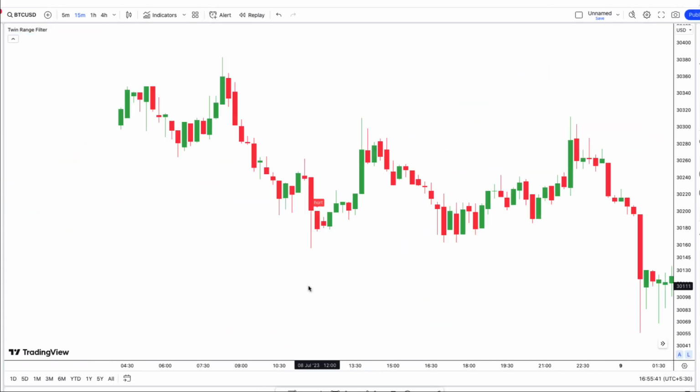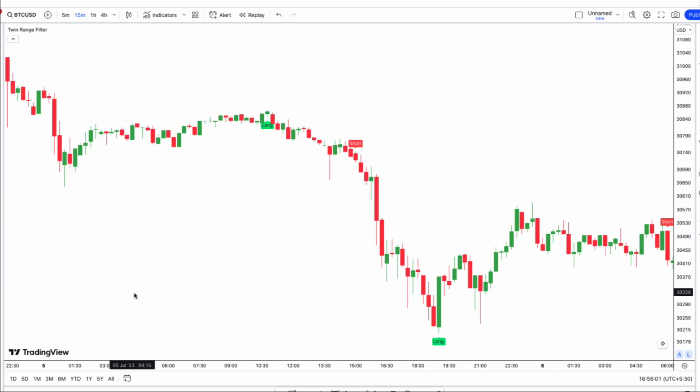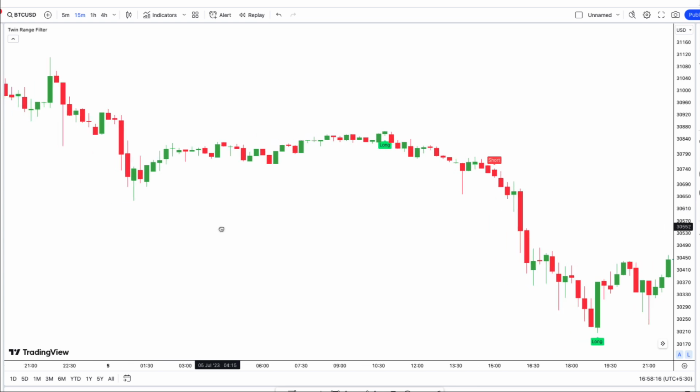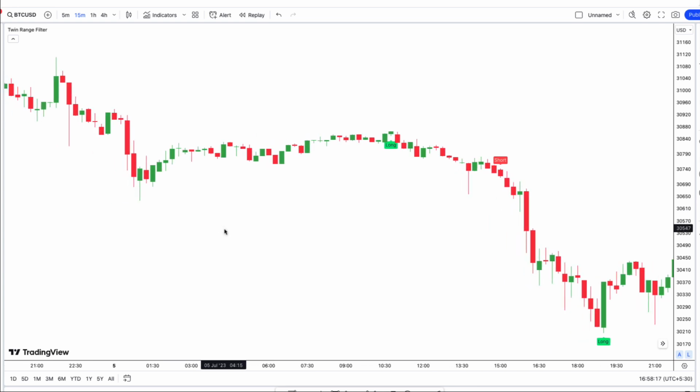After optimizing the Twin Range Filter indicator, you can enter a long trade whenever it gives a long signal, as shown in this example. Similarly, when the indicator indicates a short signal, you can enter a short trade. As demonstrated here, the indicator signals appear to be quite reliable. However, there is still potential to further increase its win rate.